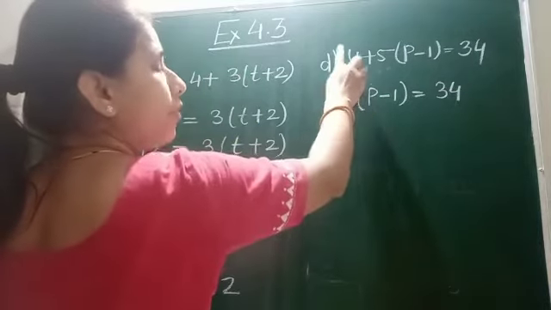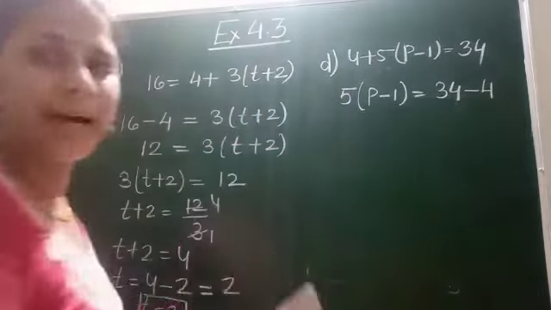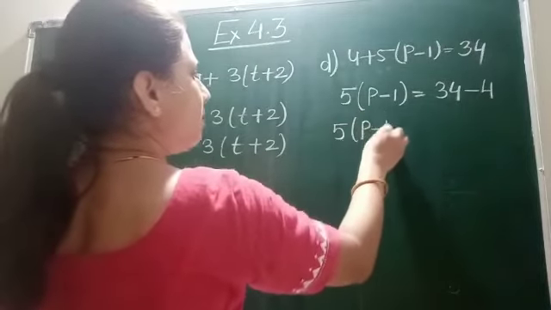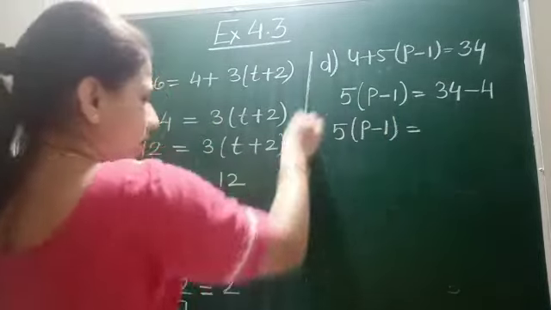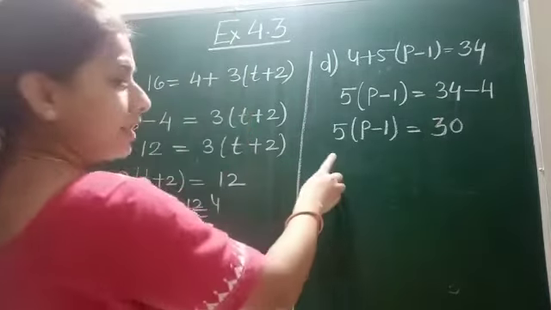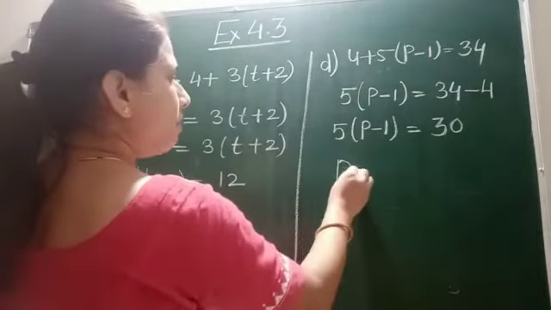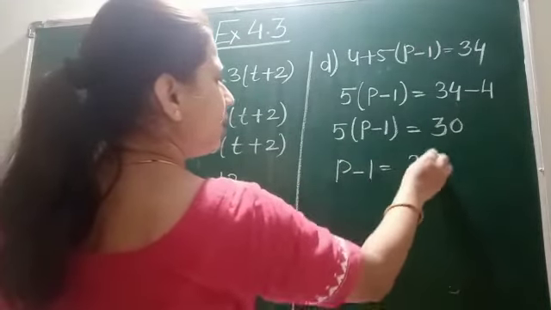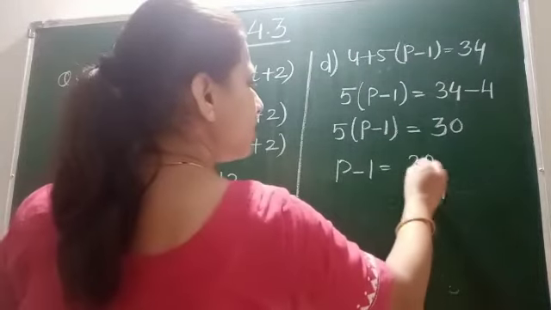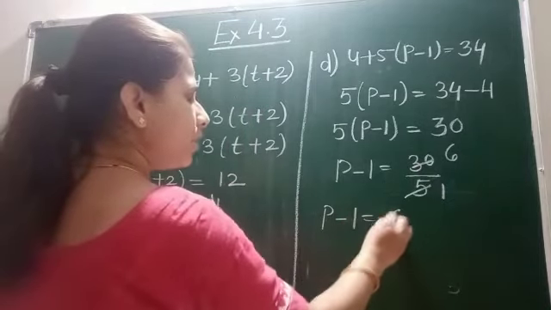When shifted from left hand side to right hand side, it will convert into minus 4. Okay, then 5 within bracket p minus 1 equals 34 minus 4. What will we get? We will get 30. Then we will shift this 5. p minus 1 equals 30 upon 5. Now we will cancel out these. 5 ones are 5, 5 sixes are 30. p minus 1 equals 6.